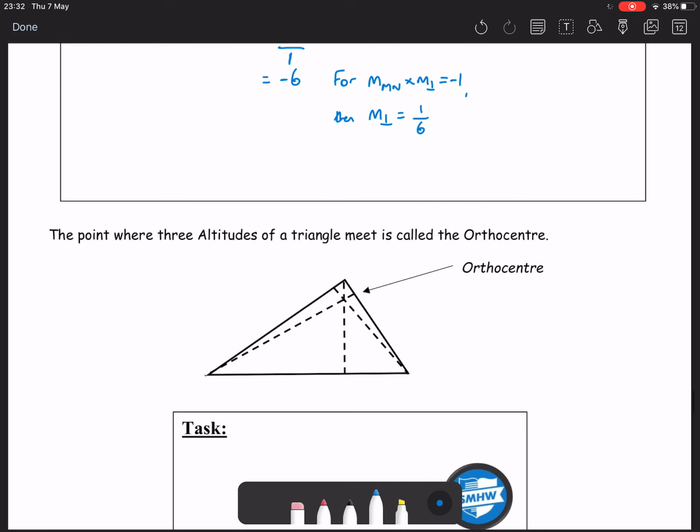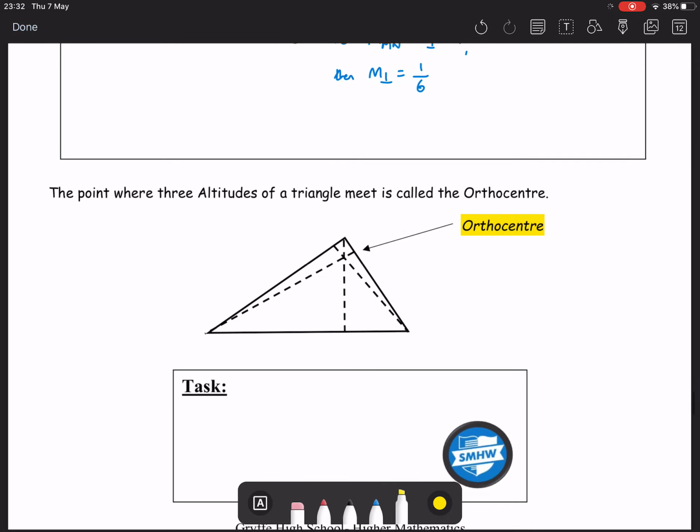Again, an additional wee fact: the orthocentre is where the three altitudes in a triangle would meet. If you work out two altitudes and you're then asked to find the orthocentre, you're able to find that by simultaneous equations, as we'll find out in later notes.